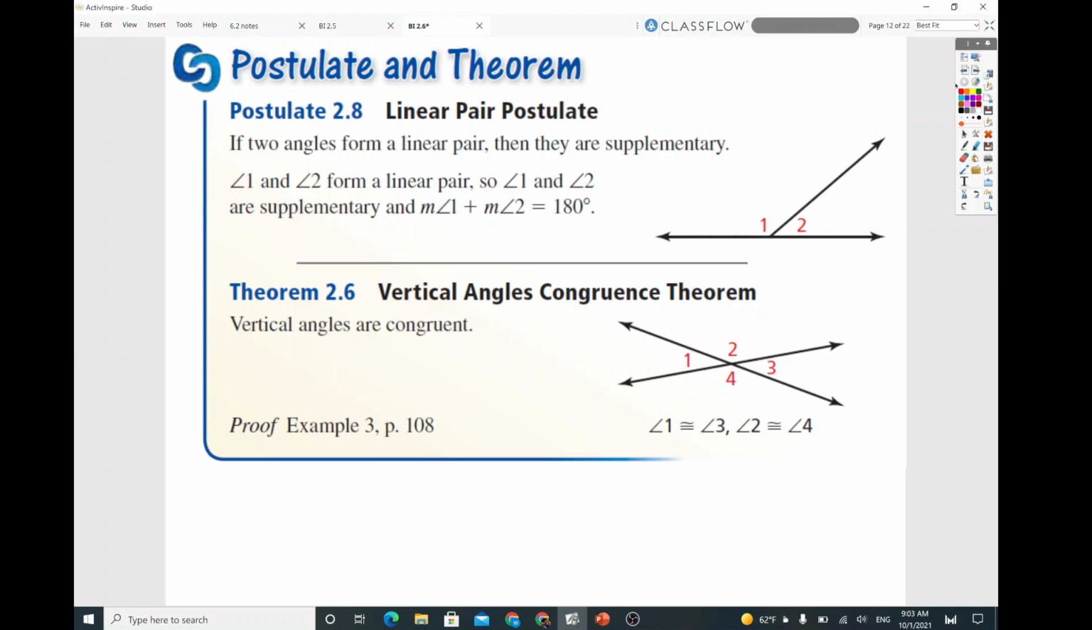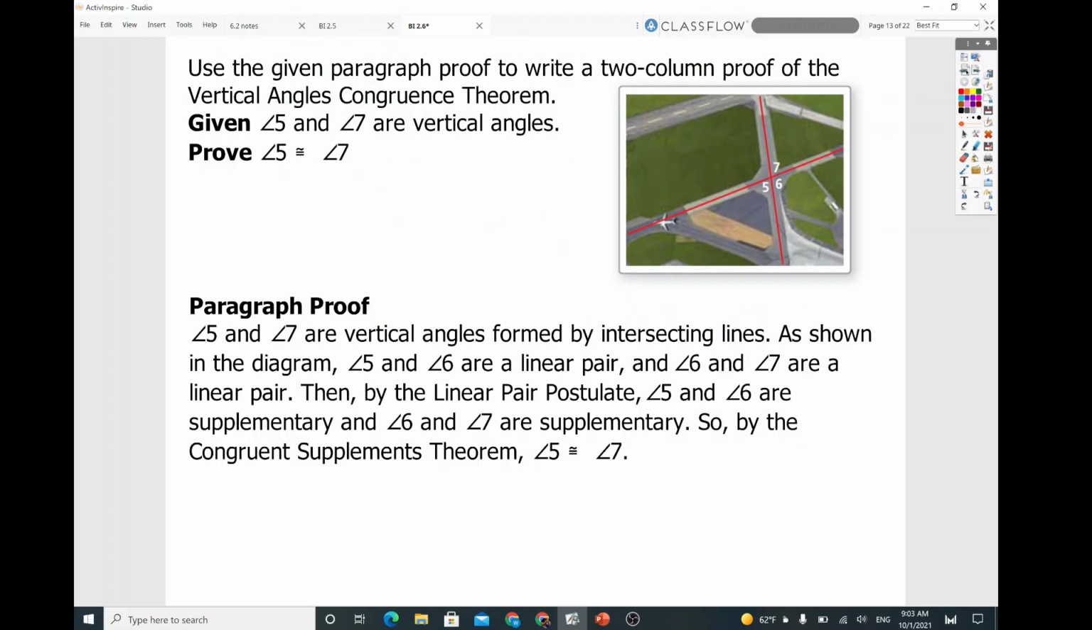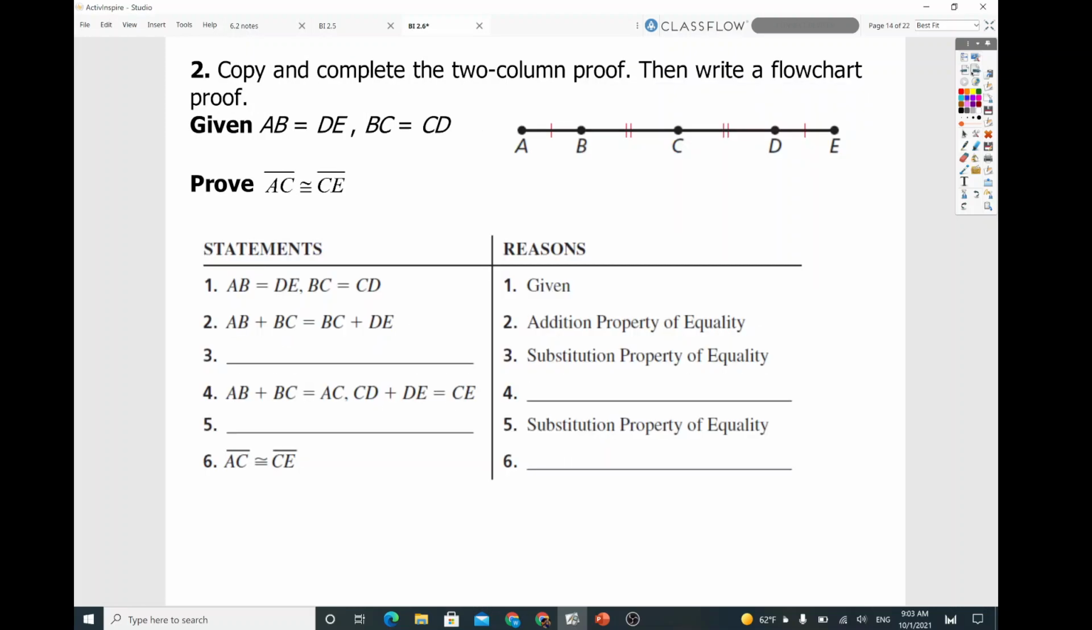So linear pair postulate: angle 1 and angle 2 form a linear pair, or just a straight line or straight angle. Therefore angle 1 and angle 2 are supplementary, or the measure of angle 1 plus the measure of angle 2 is 180 degrees. Vertical angles are angles facing each other, the cross angles, so angles 2 and 4 are congruent, and 1 and 3. We are not doing the paragraph proof, so no need to worry about that.